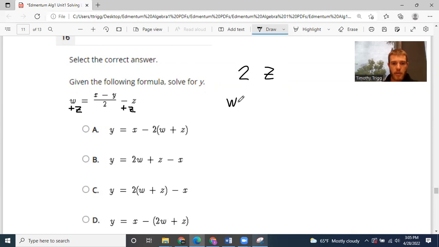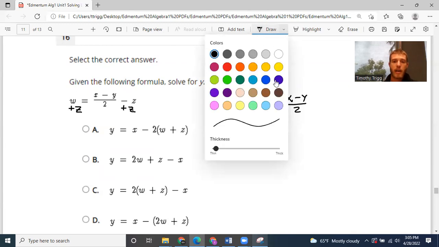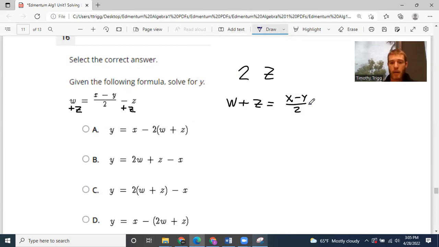So that gives you w plus z equals x minus y over 2. To cancel out this divide by 2, we're going to multiply by 2. Multiply this side by 2 as well. This gives you 2 times w plus z equals x minus y.